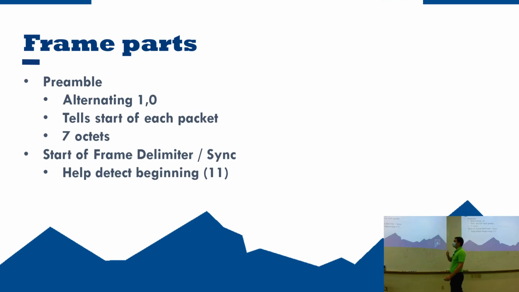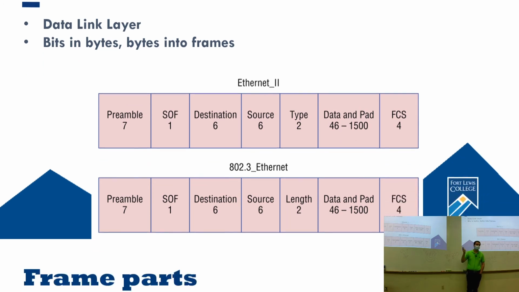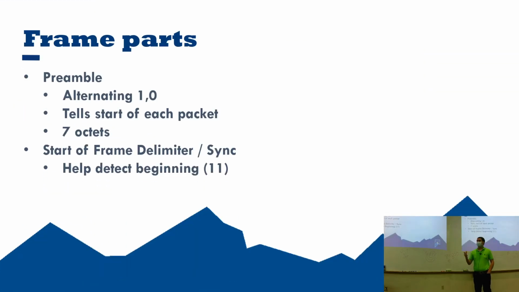So looking at these different parts here, there's Ethernet and 802.3. We're going to talk about them both. There's really only one difference between them. They either have type or length, so not a huge difference. Let's go through the different parts of them.